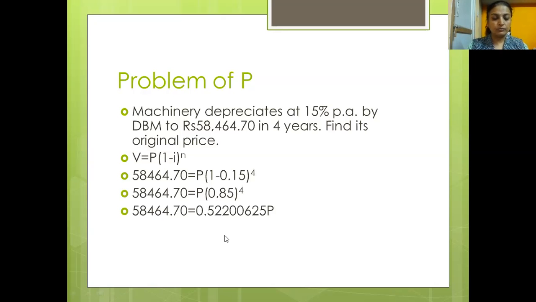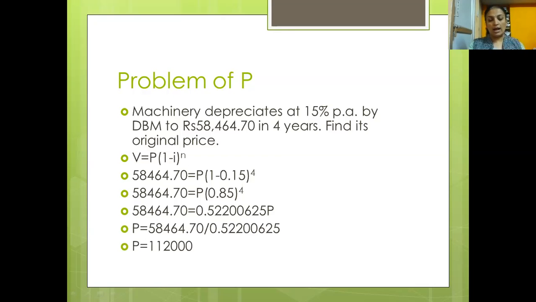That is the value. And here is the V. It is given. Now you take P to one side of the equation. Then this will go to the other side of the equation. And it becomes P is equal to 58,464.70 divided by 0.52200625. So this we have to do, and we have to calculate P. The P value here becomes 1,12,000. Hope you have understood how I have calculated it.